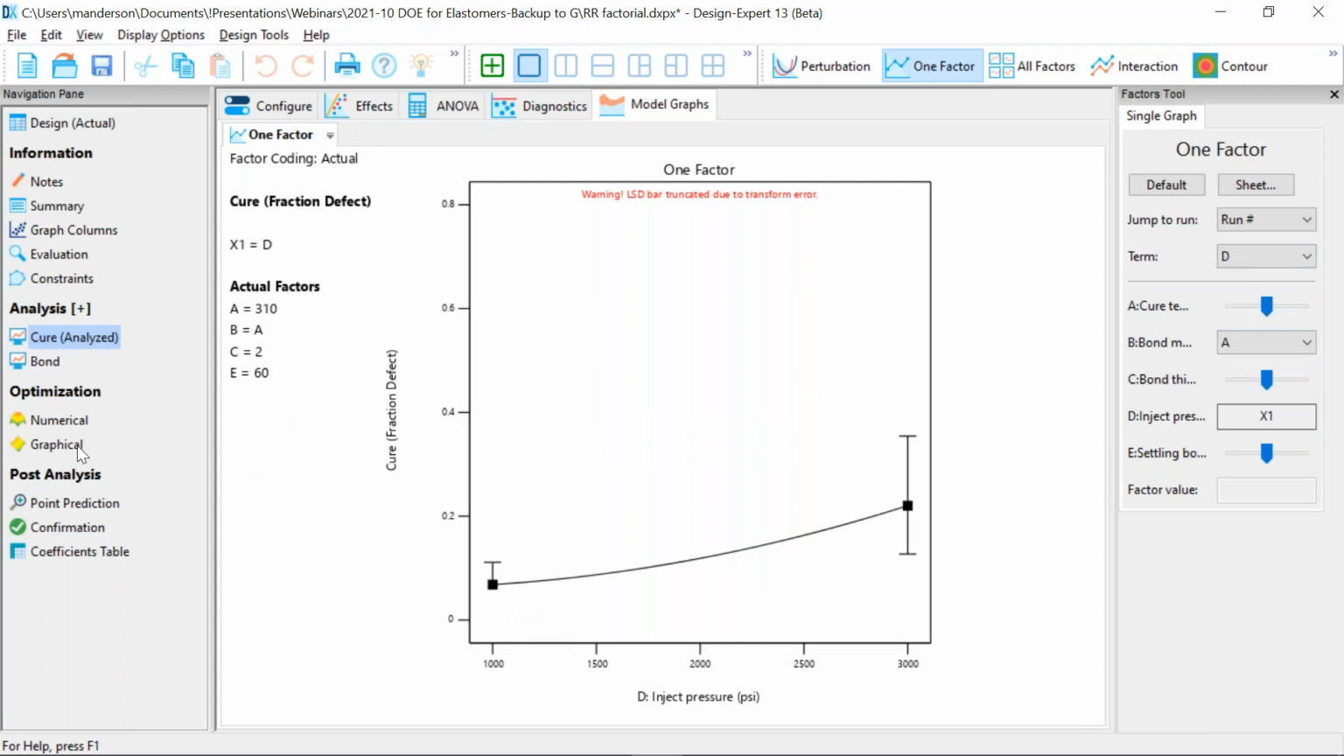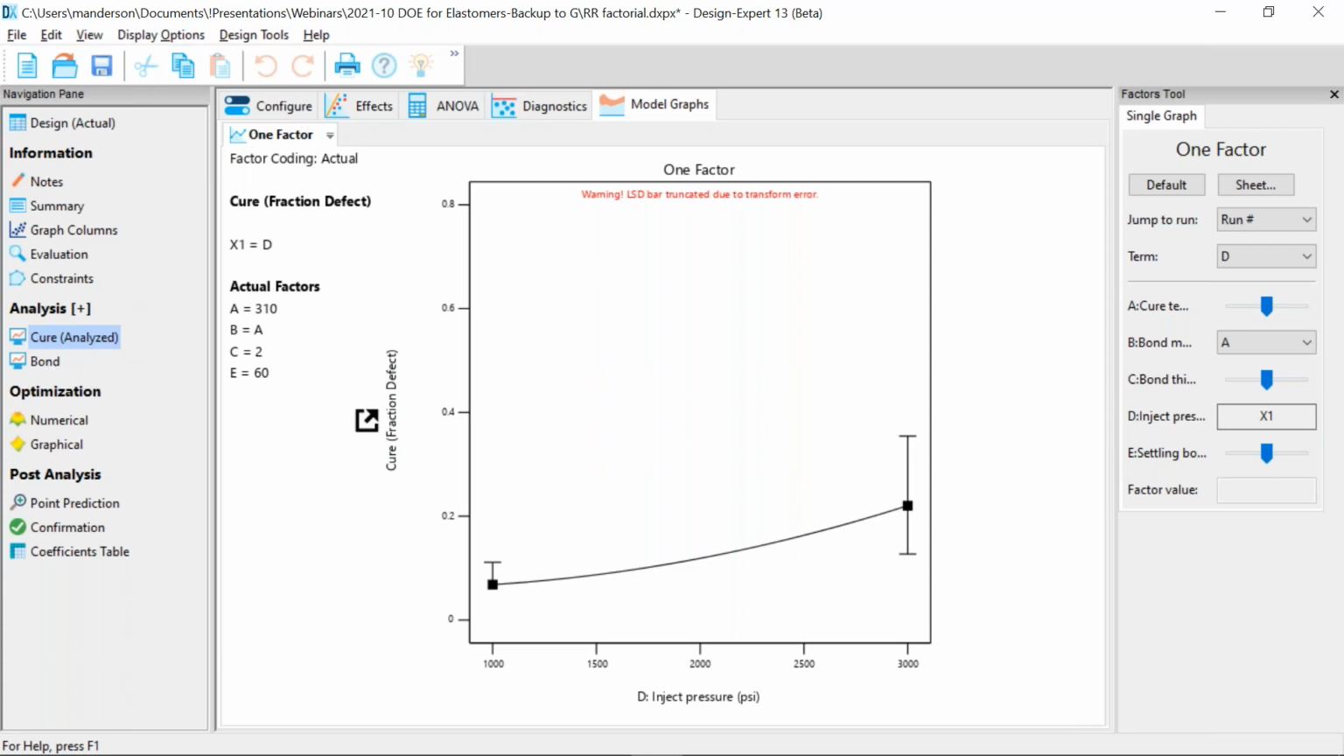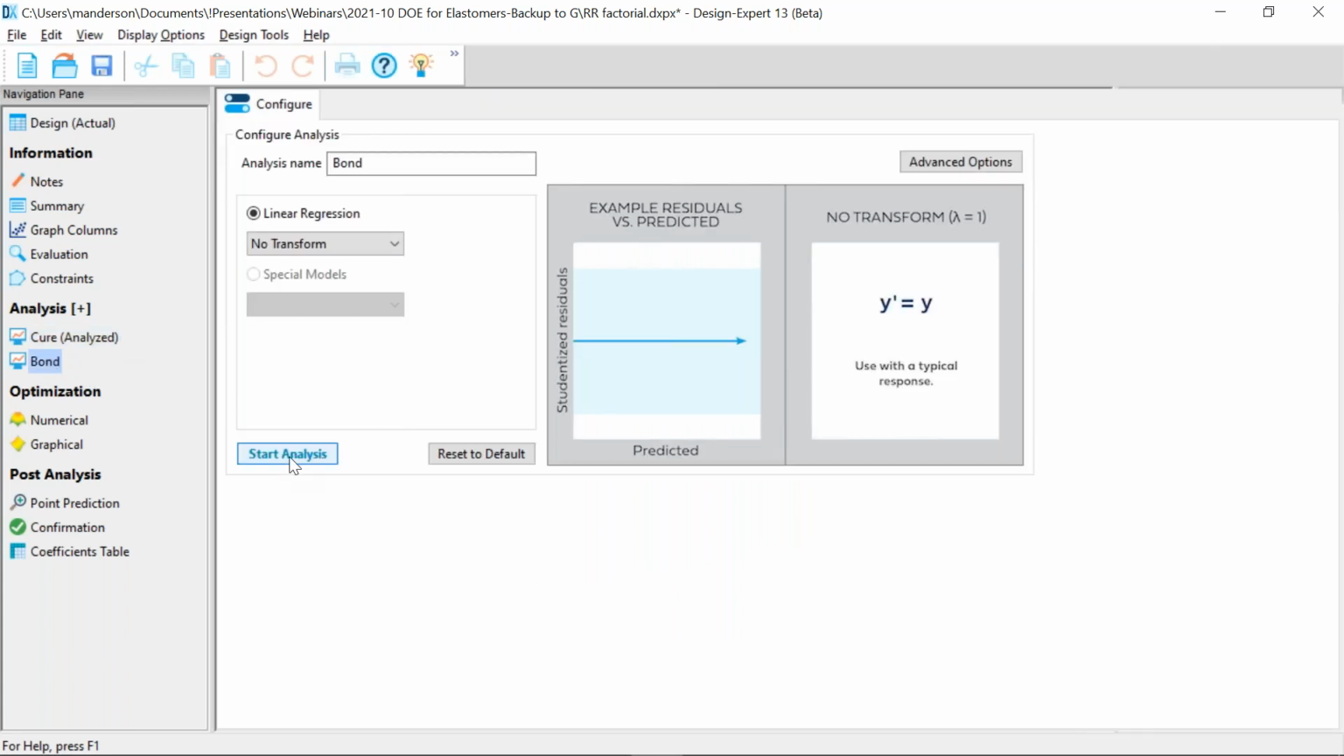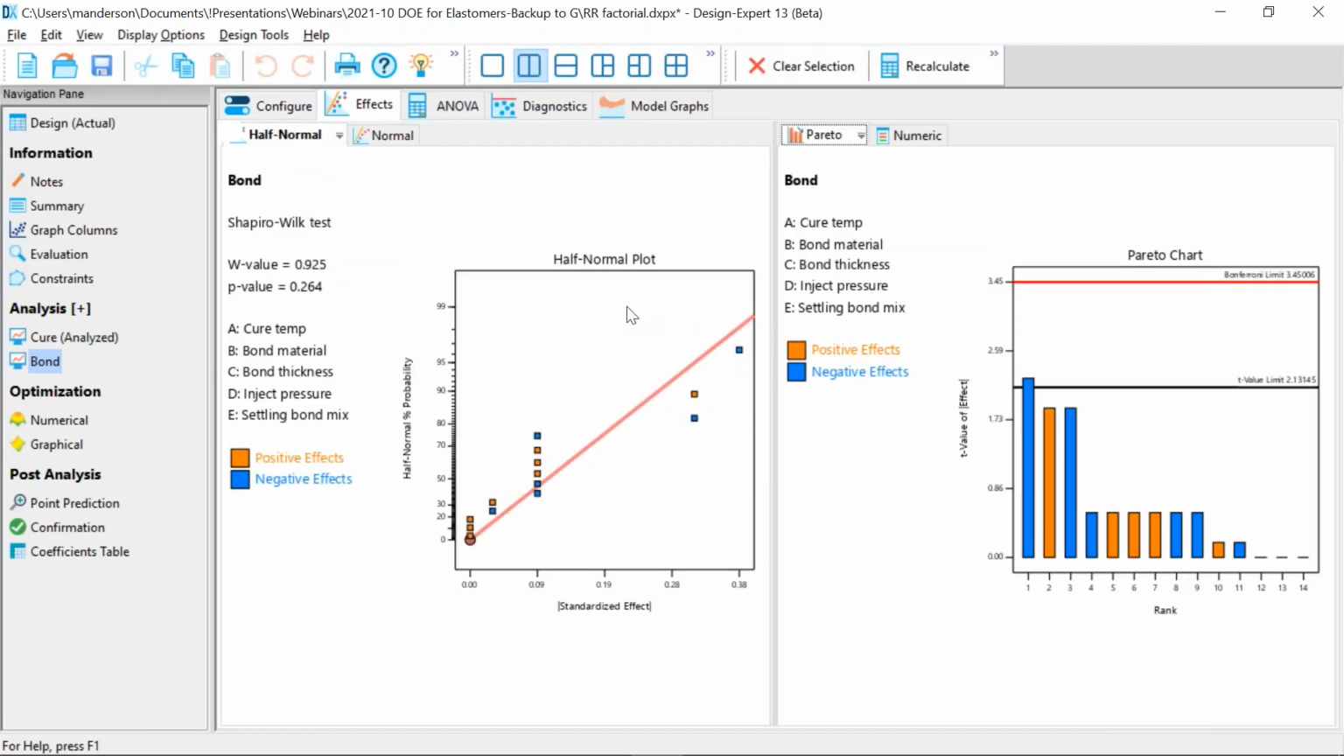So what Robinson Rubber did is they used these results and made the changes, tempered by the subject matter knowledge, and they were able to get the defects down to pretty much zero. So now let's look at the bond.